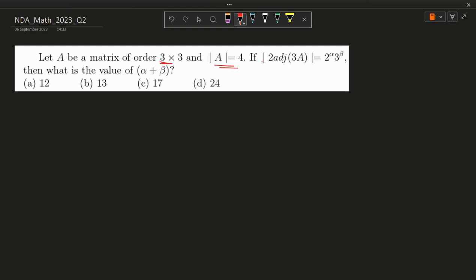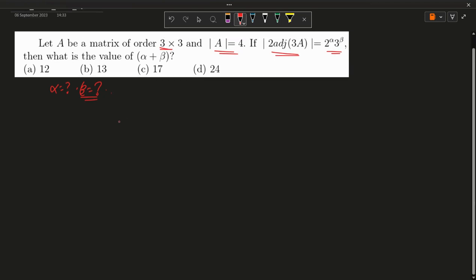It is given. And if determinant of this matrix equals 2 to the power alpha into 3 to the power beta, then what is the value of alpha plus beta? Okay, so the problem will be resolved if we find out what is alpha and what is beta here. So here we use so many formulas for matrix, and I will write it down one by one so that it will be easier to understand.